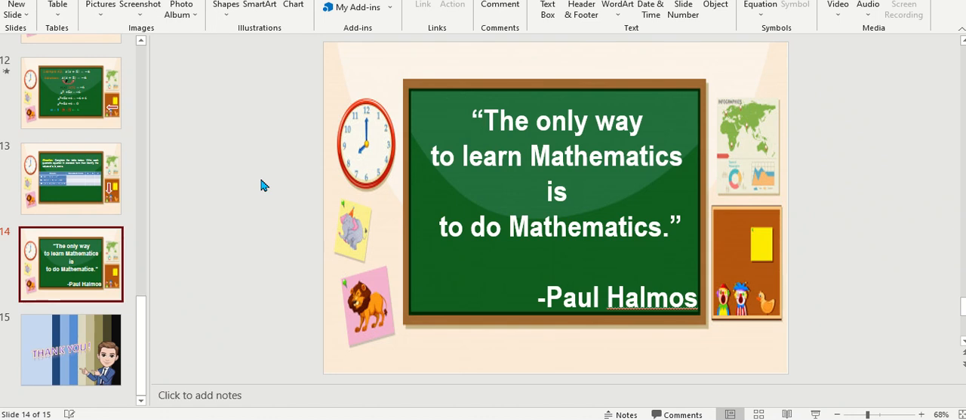So for today's session, I'm going to teach you how to illustrate quadratic equations, as well as how to transform a quadratic equation into standard form. Okay, so let's start.